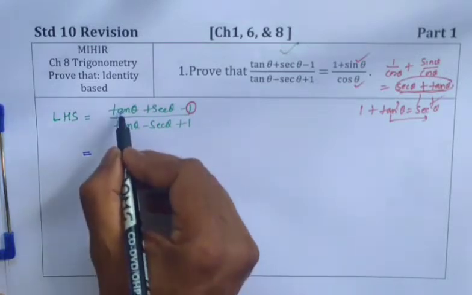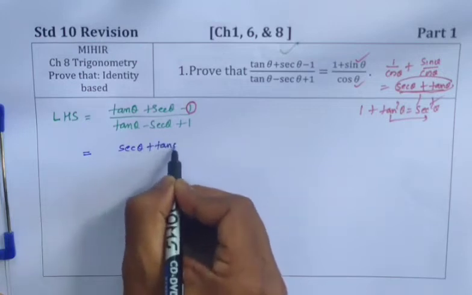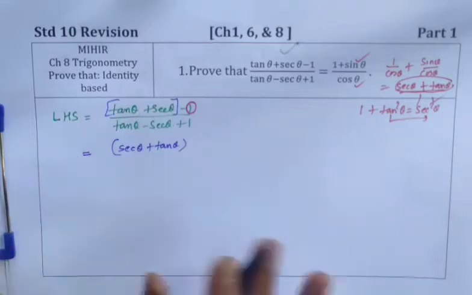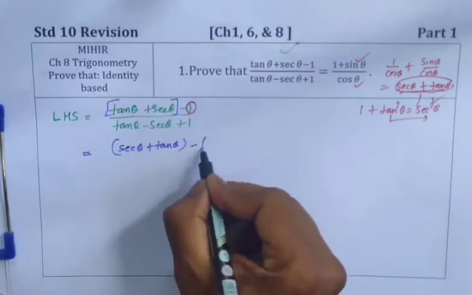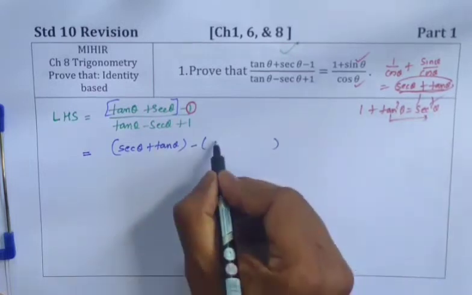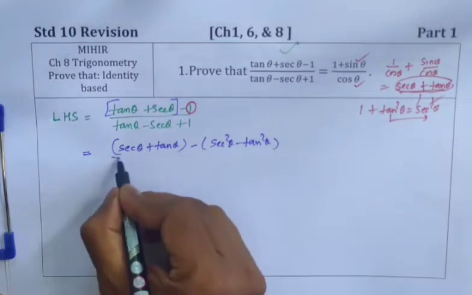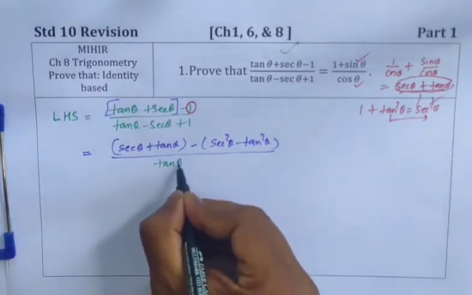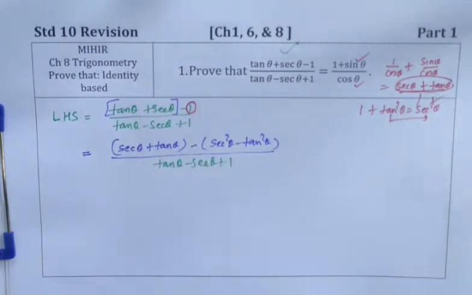Don't forget. Iske liye main likhta hun sec theta plus tan theta. Or you may write tan theta plus sec theta. Usko maine bracket mein likh diya aur kuch nahi kiya. Sec theta pehle likha, tan theta baad mein likha. Minus ye kya hai? Sec square theta minus tan square theta. The denominator remains the same. Tan theta minus sec theta plus 1. Is that clear to you?